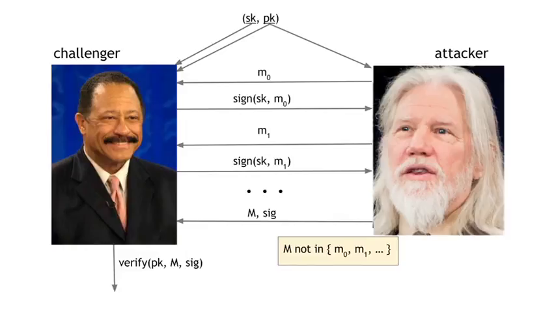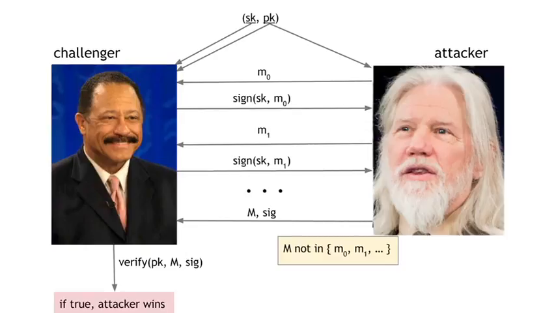So the challenger is going to run the verify algorithm, use the public verification key on that message and the signature that the attacker provided, and check whether it verifies. And if it does verify, if this returns true, then the attacker wins. The attacker has forged a message.